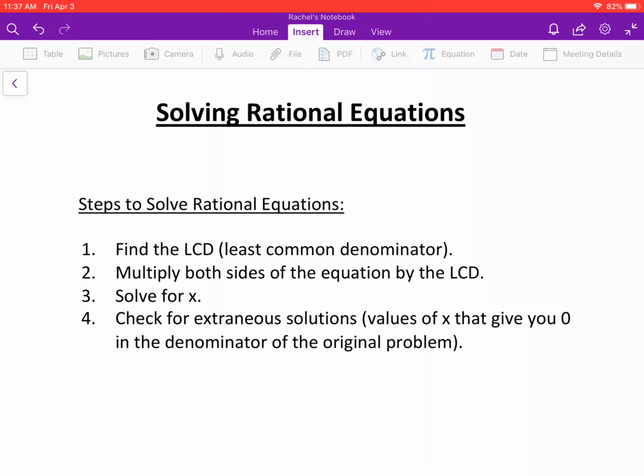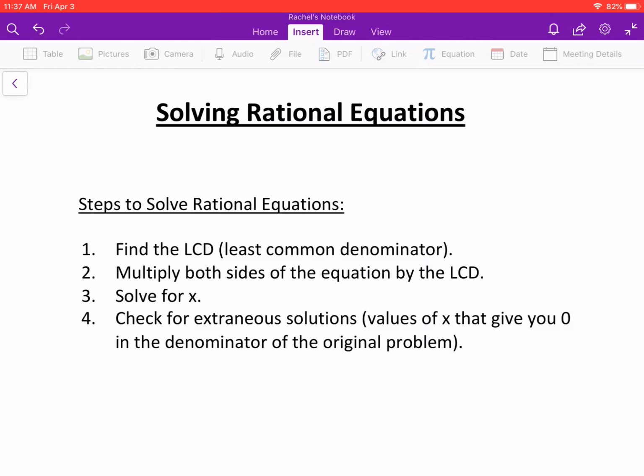All right, let's take a look at solving rational equations. So we have 4 steps to solve. First thing you need to do is find the LCD, which stands for the least common denominator. Then you're going to multiply both sides of your equation by that LCD. Third, you want to solve for x. And fourth, you need to check for extraneous solutions.